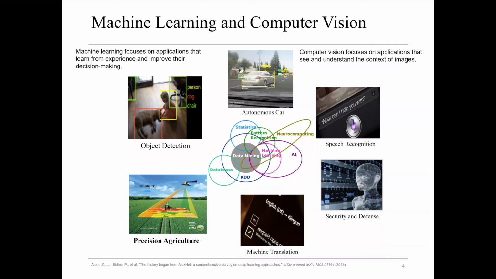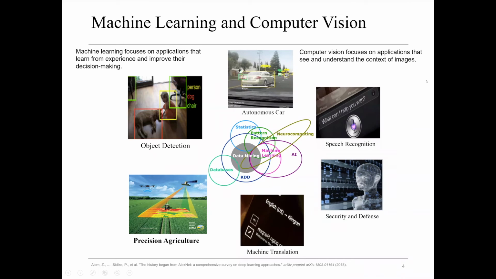So for those who have no idea about ML, machine learning, and computer vision, let me give you a quick update here. Machine learning, basically we want to focus on applications that learn from experience and improve their decision making, right? You feed a lot of data to the algorithm, right? And through the experience, they can improve themselves, improve the prediction accuracy, basically.